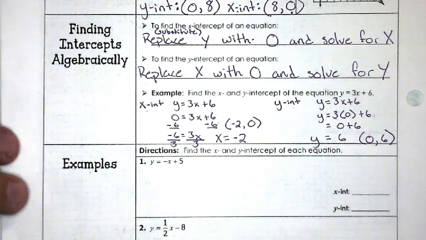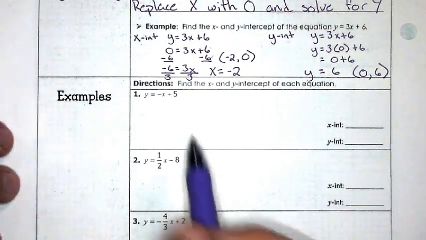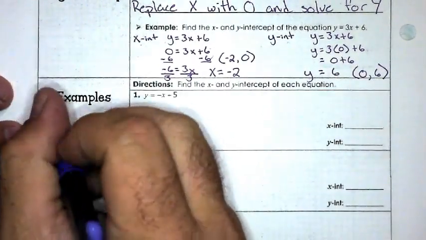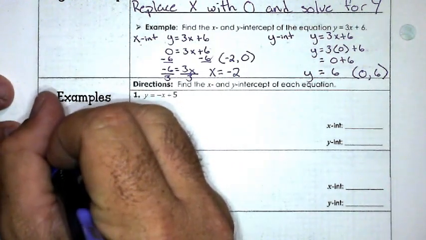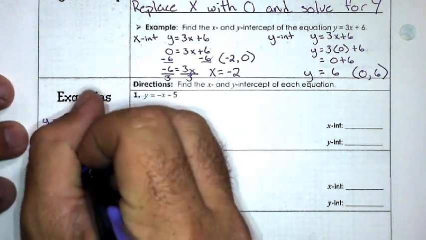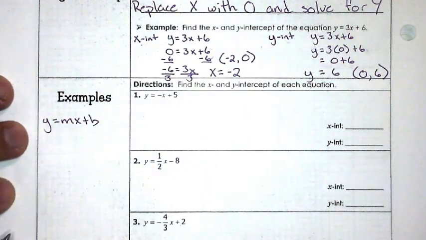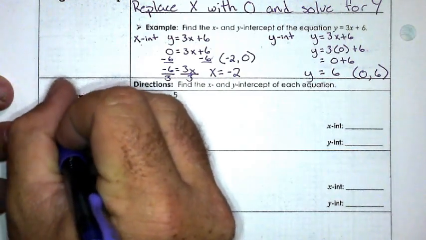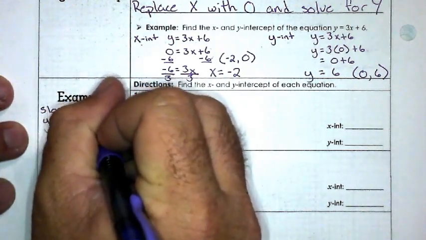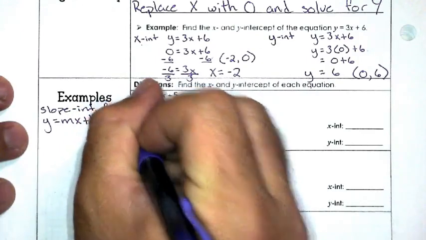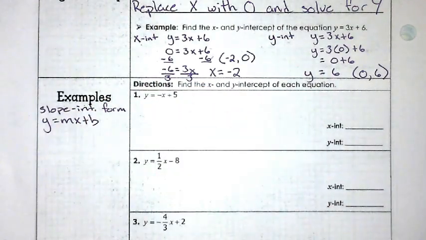Let's do another example, shall we? Now, all of these equations are in what format? Slope-intercept form. Now, there are two different forms that we've been dealing with. Slope-intercept. What's the other one? Also starts with an S. Standard form, which we will go over next. For right now, slope-intercept form.